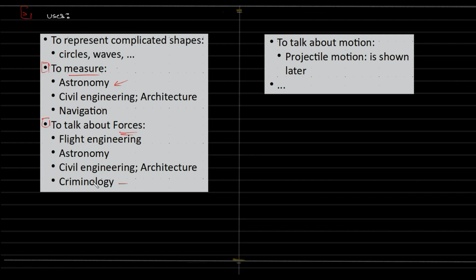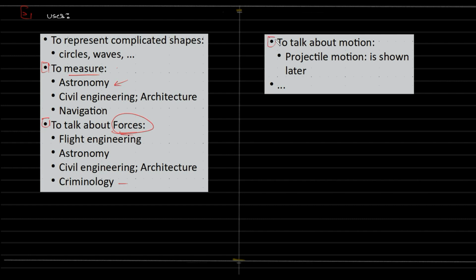Even in games, to be frank, everything is simulated with the help of physics. When I say physics, it has to do with force, and thus again trigonometry comes into the picture. So even in gaming, they make it realistic with the help of trigonometry. It's a part of it.